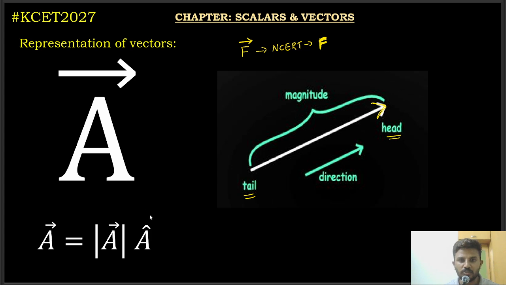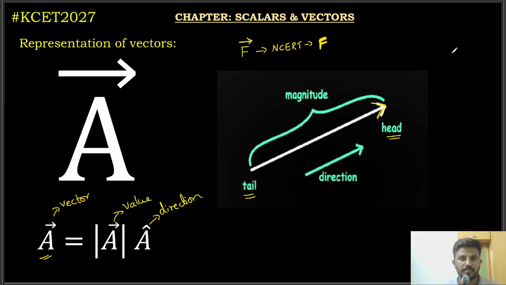So we can resolve or split this vector into two parts. One is its magnitude, which gives the value of the vector, and this is the unit vector, which gives the direction.